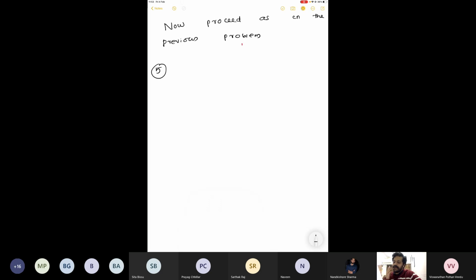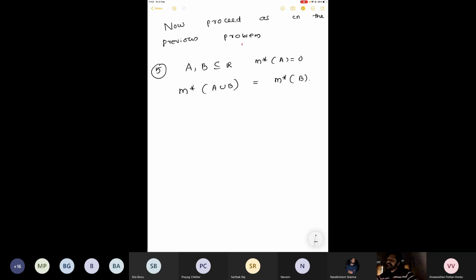A and B are subsets of R and the measure of A is 0. Then the measure of A union B is equal to the measure of B. If you are adjoining to a set B something of no measure, then the measure of the union will be the same as the measure of the original. Okay. Intuitively, it is clear.